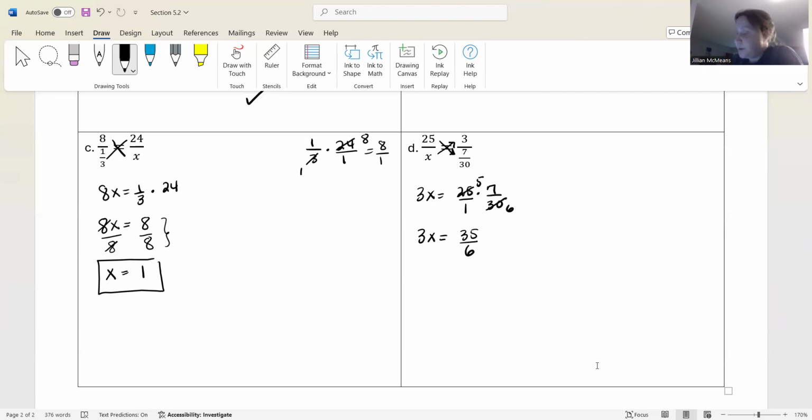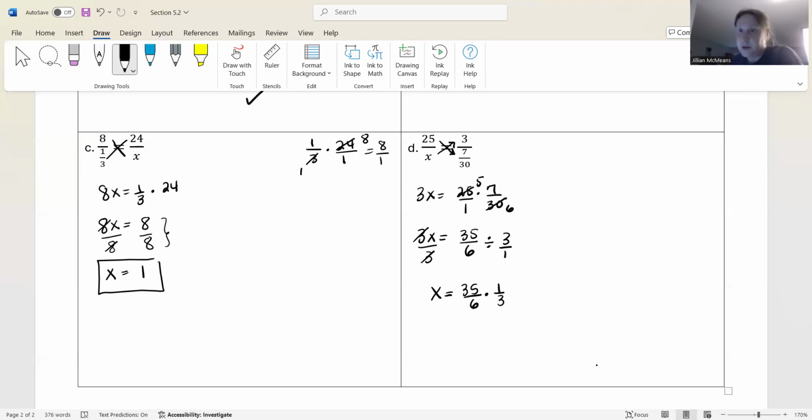So x has been multiplied by 3. We undo it by dividing. I'm going to write this one as just standard division over here on the right, just for the sake of ease. So on the left, 3 divided by 3 is 1. 1 times x is x. And then on the right, I have 35 over 6 divided by 3. Let's think of that 3 as 3 over 1. And remember, when we're dividing fractions, we can really multiply by a reciprocal. So instead of dividing by 3, I can multiply by 1/3. So that becomes 35 over 6 times 1 over 3.